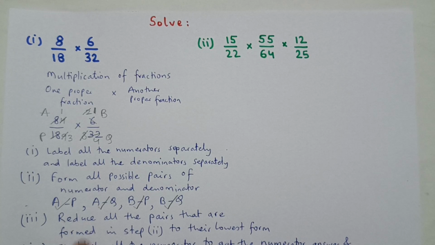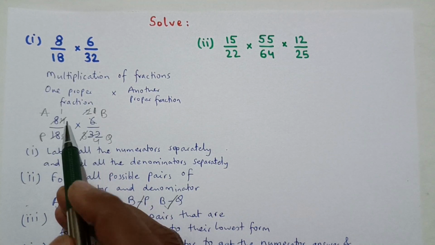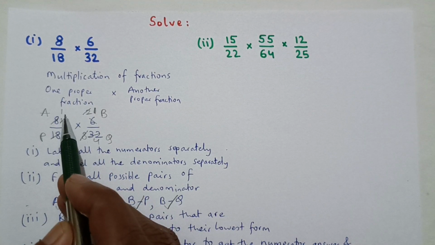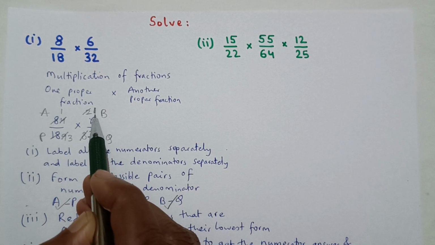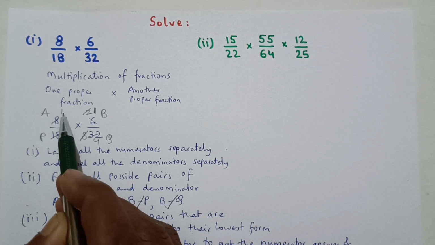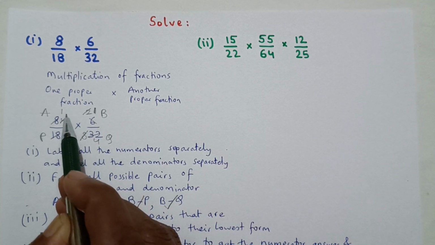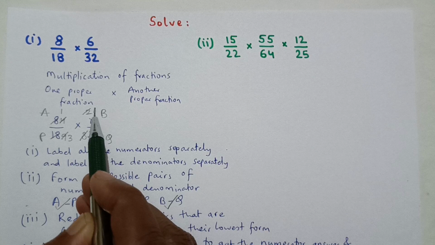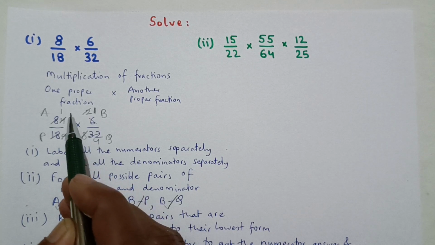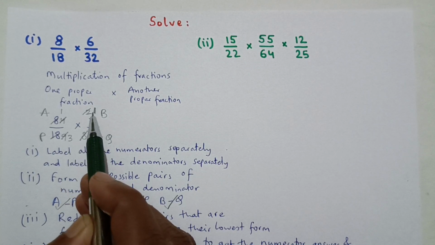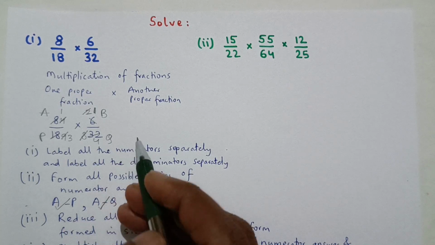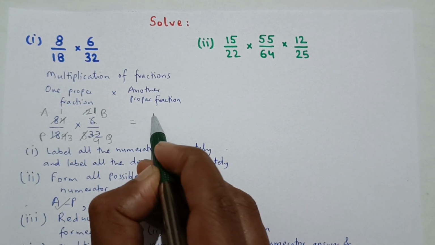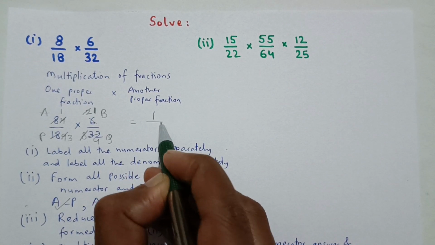So now here, what are the numerators? A is 1 and B is also 1. So we have to multiply the numerator 1 with 1. 1 into 1 is 1. So the numerator answer is 1. When we multiply both the numerators, we get 1. So our numerator answer is 1.